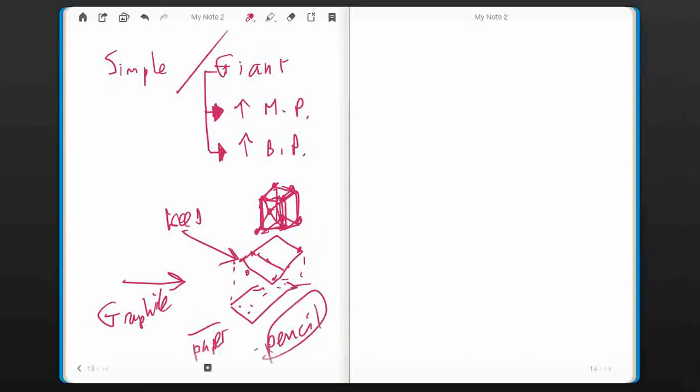Because one layer of the pencil will stay on the paper, forming your writing, and the other stays as the layer of the pencil. Okay, so simple.